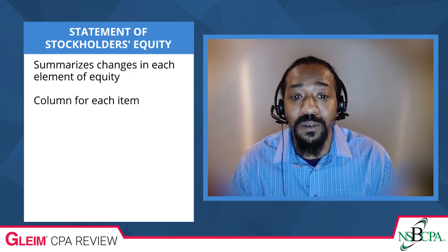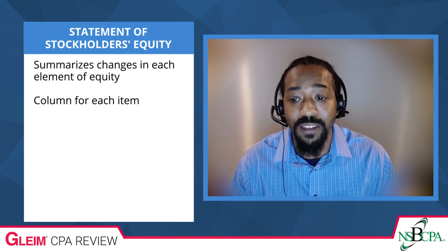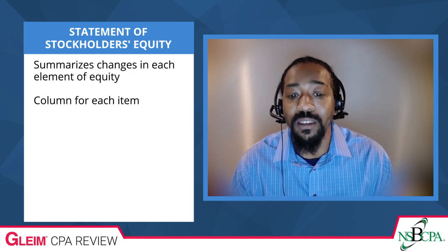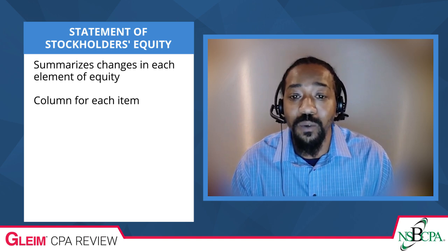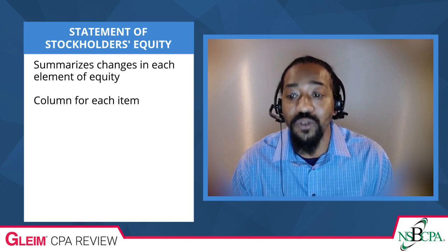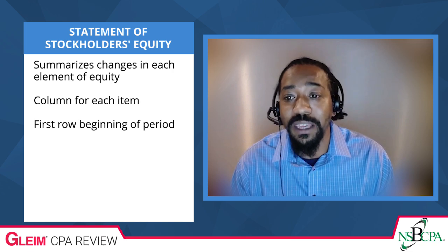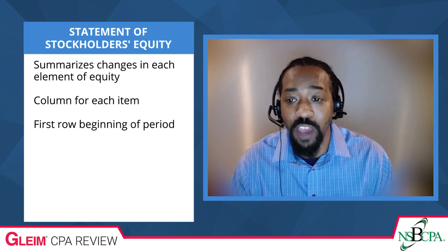Traditionally, this statement will have a column for each account or type of equity. At a minimum, for a corporation, you would see a column for common stock and a column for retained earnings. And then the last column would be a total column. Other columns you might have, depending on the company and its transactions, would be preferred stock, additional paid in capital, and treasury stock. The first row of the statement would be the beginning of the period, which is January 1st for a calendar year report. This is called the beginning balance.